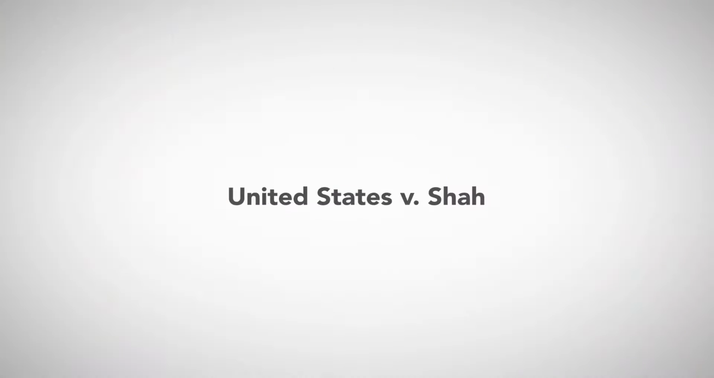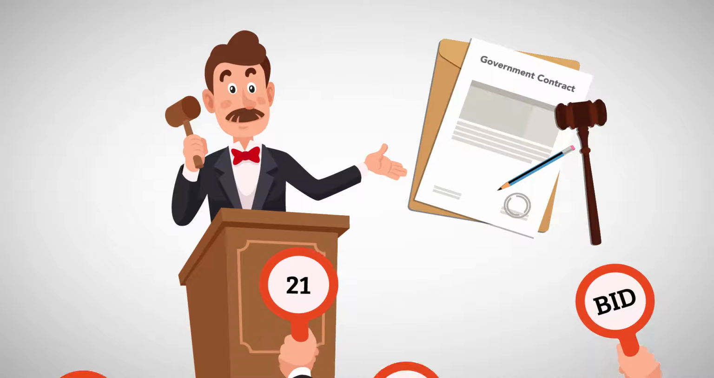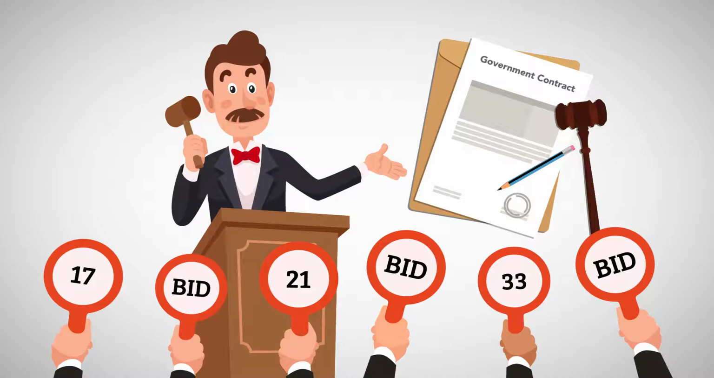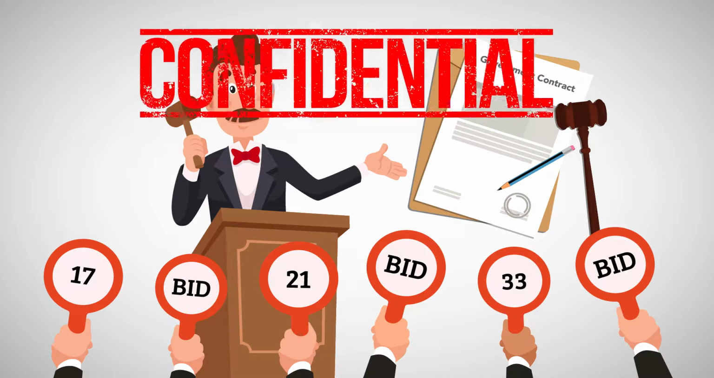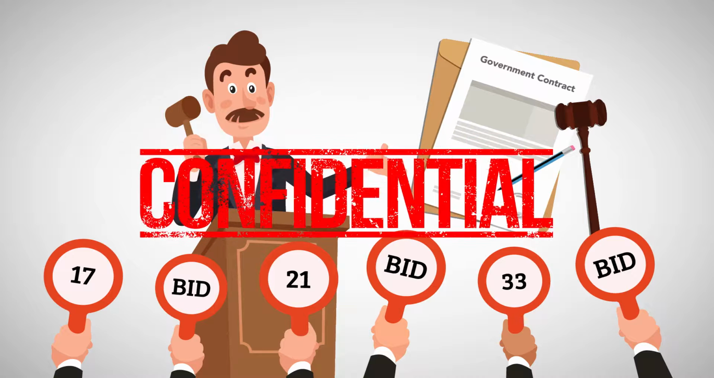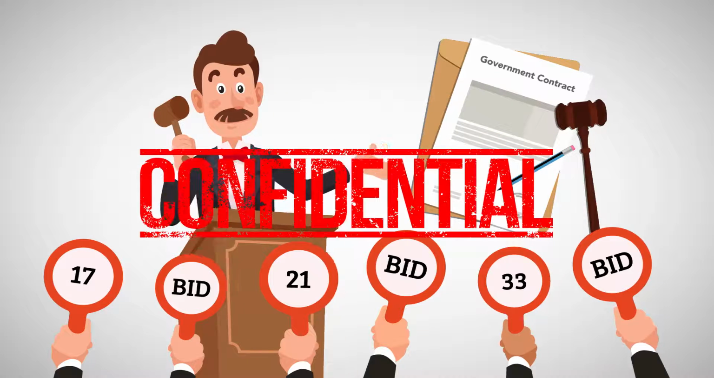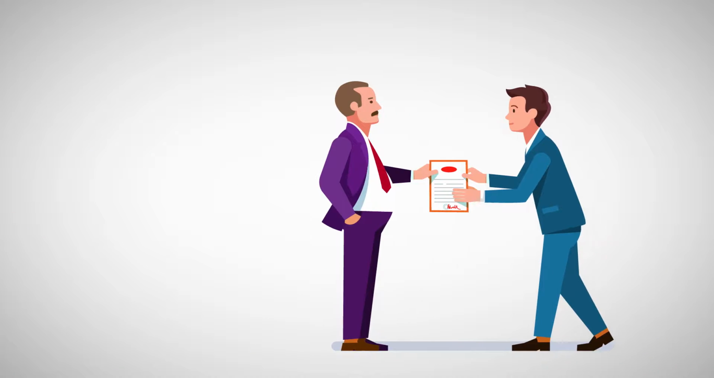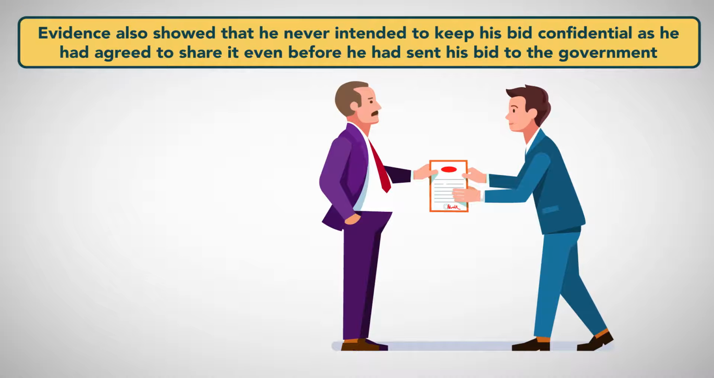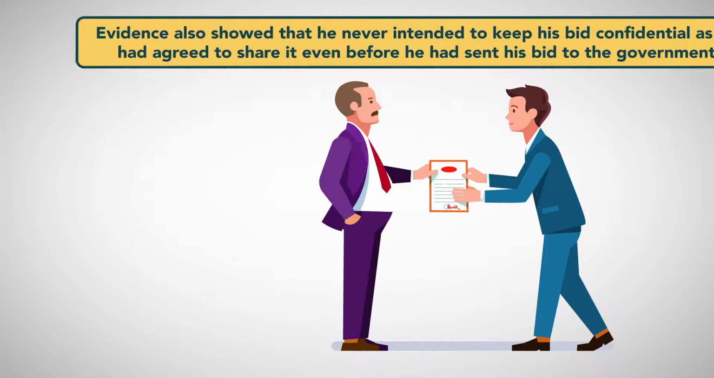In United States v. Shah, Shah bid on a government contract. The terms of the bid required him to keep his bid confidential. Though he agreed to this stipulation, he then sent his bid to another bidder. Evidence showed that he never intended to keep his bid confidential, as he had agreed to share it even before he had sent his bid in to the federal government.